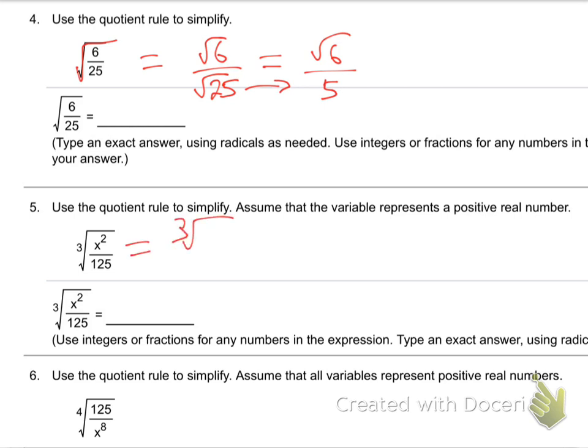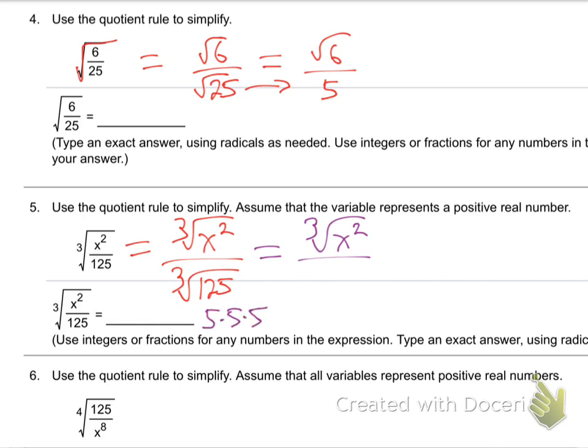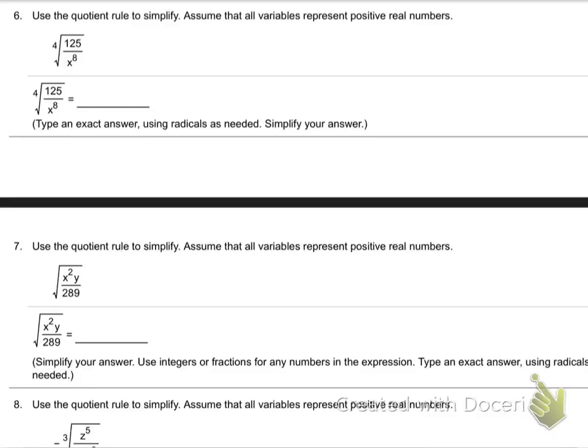Over here, number 5, same thing, the cube root goes to the top and the cube root goes to the bottom. Now, you cannot cube root the top, right? Cube root of x squared just stays that way. But on the bottom, cube root of 125, take your calculator, you'll find that 5 times 5 times 5 is 125. So the cube root of 125 is just 5, right? Because it asks what number times itself 3 times is 125, 5. So there's the answer.